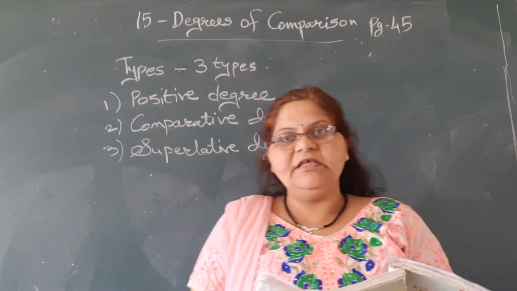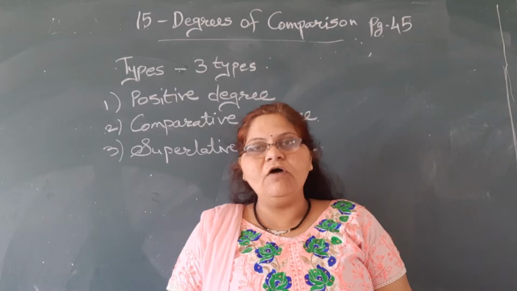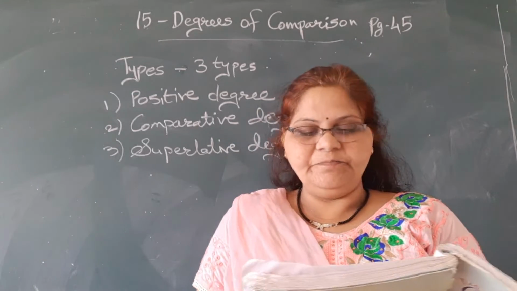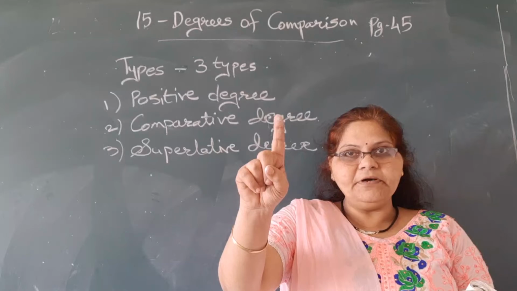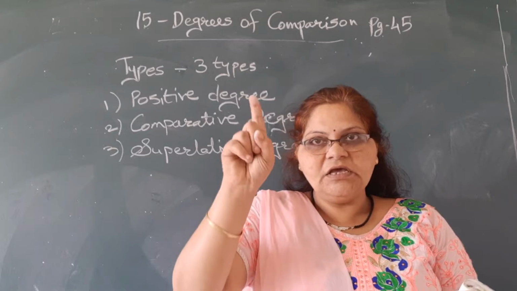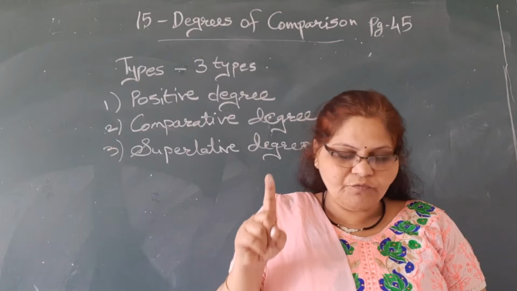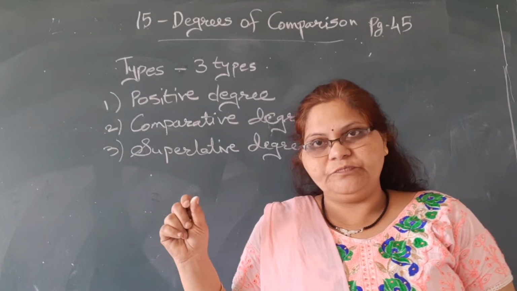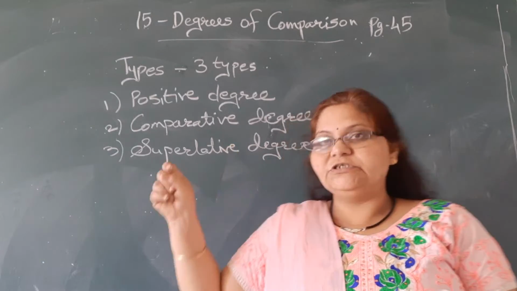So how can we identify them? See, let us take a closer look at each degree of comparison. Now we are going to see what is positive degree. This is the number 1 degree. When we speak about only one person, see here. When we speak means we are saying something. Only one person is considered here. So when we speak about only one person or thing, we say the degree is positive.